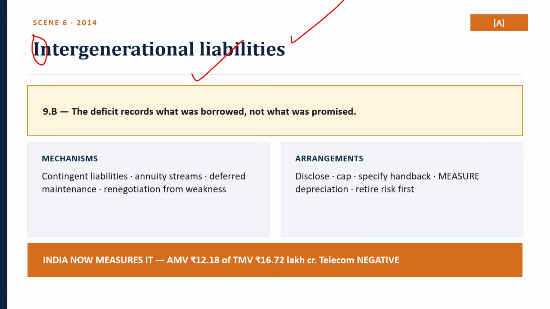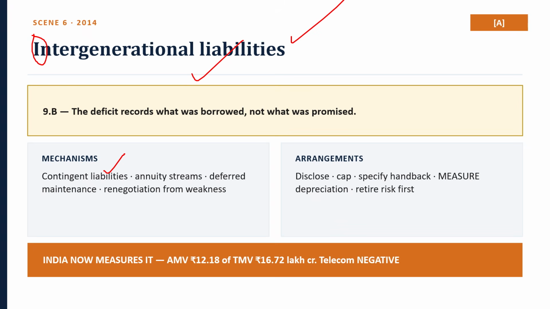And the first one is contingent liabilities. Guarantees the state gives that do not appear anywhere in today's fiscal deficit. Minimum revenue guarantees, exchange rate guarantees, and termination payments owed to lenders if the project fails. They cost nothing today and everything if the risk materializes. A fiscal deficit that excludes them understates the commitment.